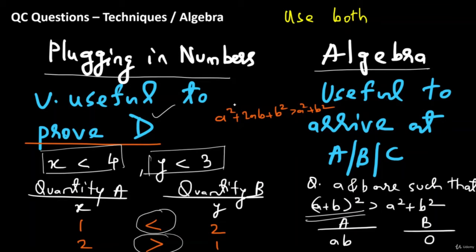Now I can remove A square plus B square from the left hand side and the right hand side, right? Because you can add or subtract anything in an inequality without changing the sign. Now we cover this in great depth and the reason behind this in the section where we discuss inequalities. Alright, now over here we get 2AB greater than 0, right? That means AB is greater than 0. So clearly I can find that quantity A will be greater than quantity B without trying to have different combinations of numbers. So algebra in this aspect is very useful.